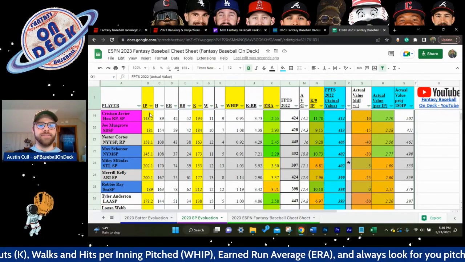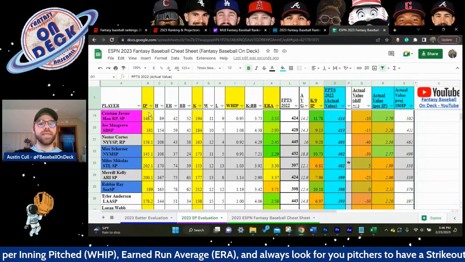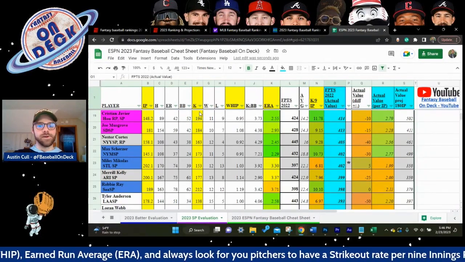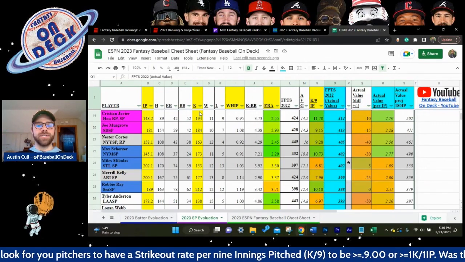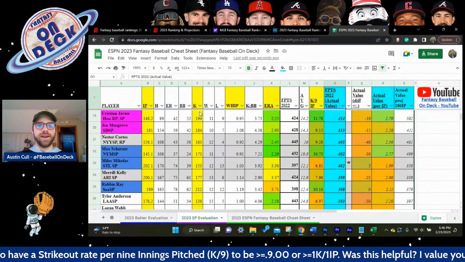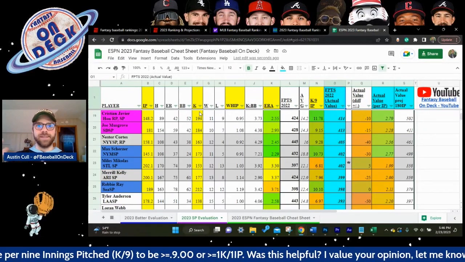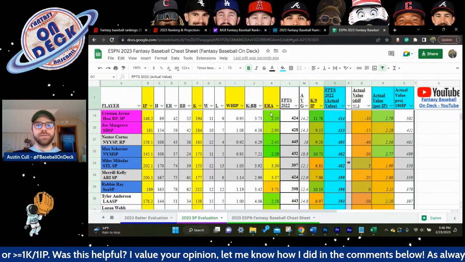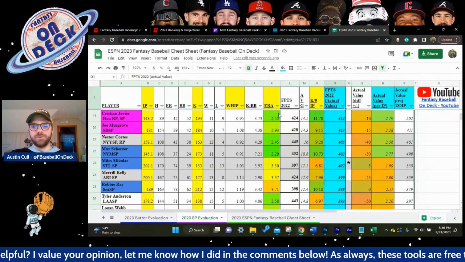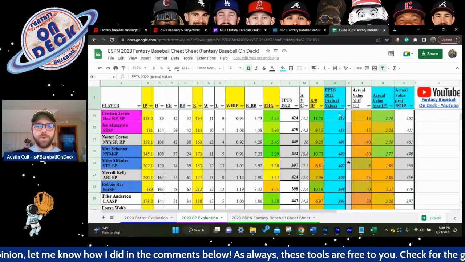So Christian Javier in 148 innings pitched had 194 strikeouts. So essentially 11 strikeouts per 9 innings pitched, which is incredible. It's very, very rare that a player can have 40 to 50 more strikeouts than innings pitched. So this is a very rare situation. He had a really, really good ERA, and his actual value score was 414 points.